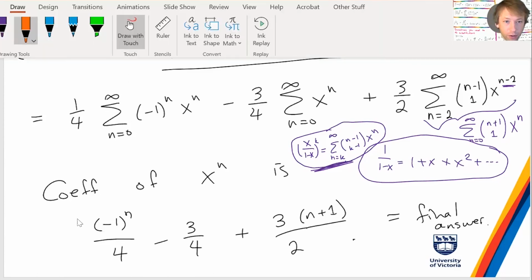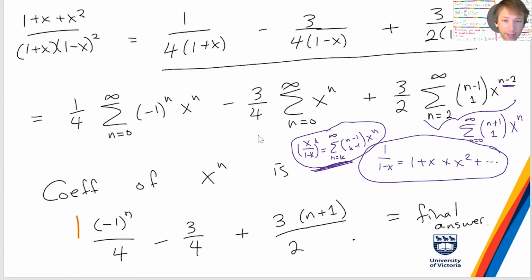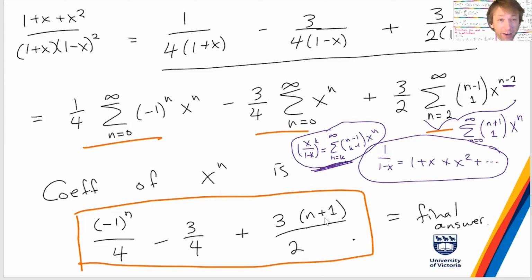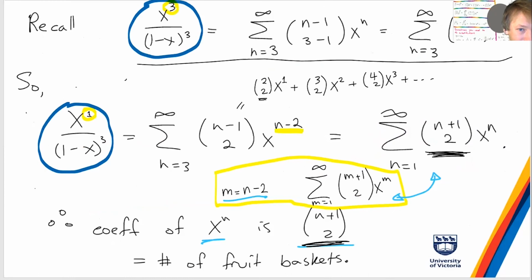So as a final answer, the coefficient of x to the n is the combination of these 3 coefficients. So it's negative 1 to the n over 4 minus 3/4 plus 3 n plus 1 over 2, which is a bizarre answer. But this shows you the magic of generating functions. We wrote down a function, and then we just manipulated that function until we could write it in a simple way that we can understand the coefficients.